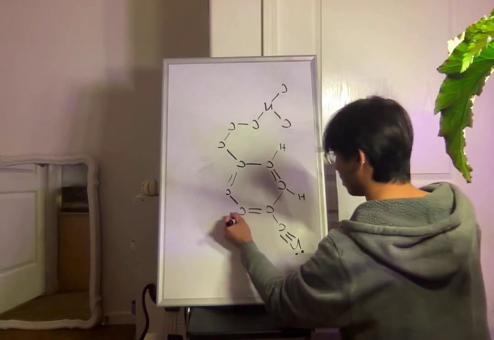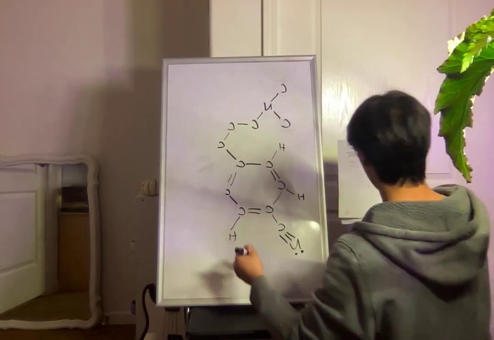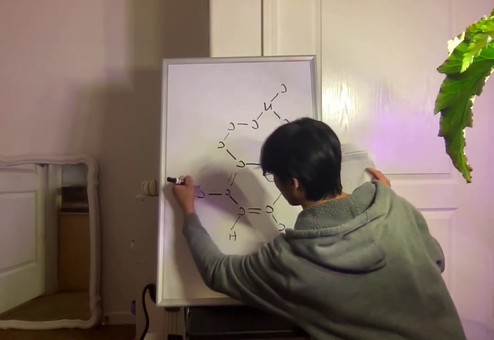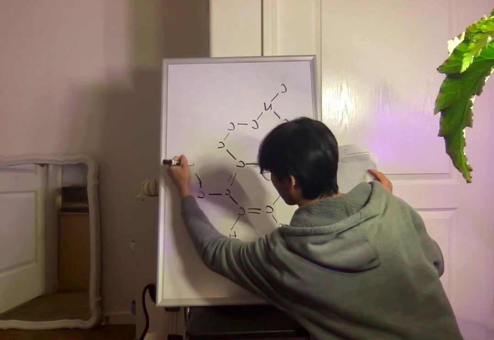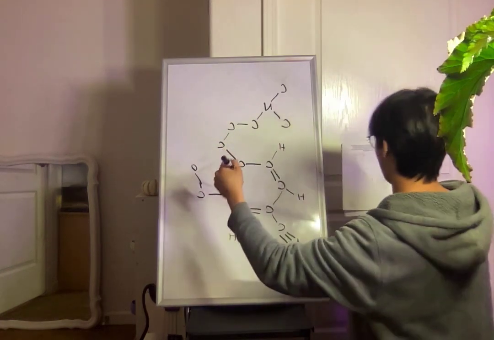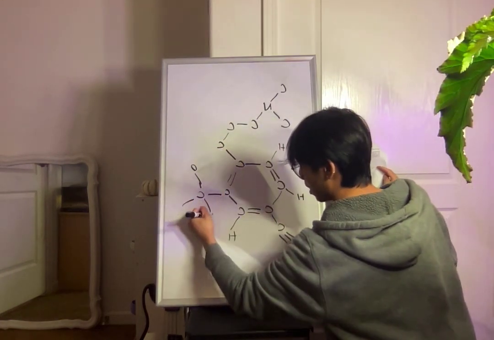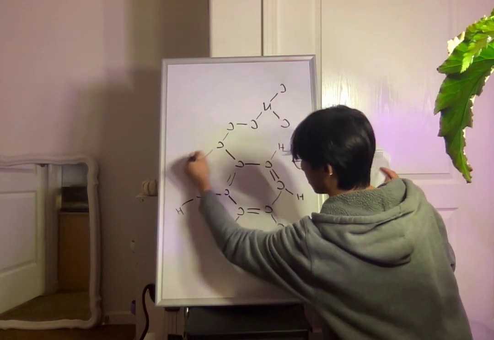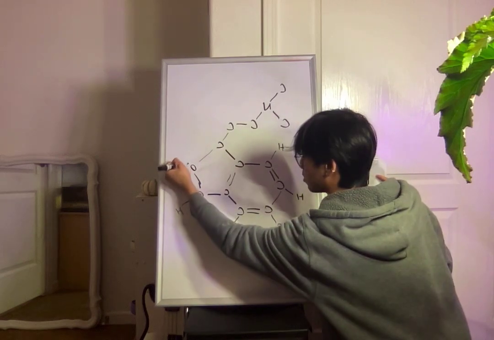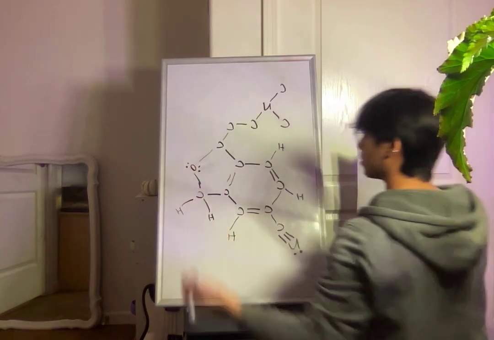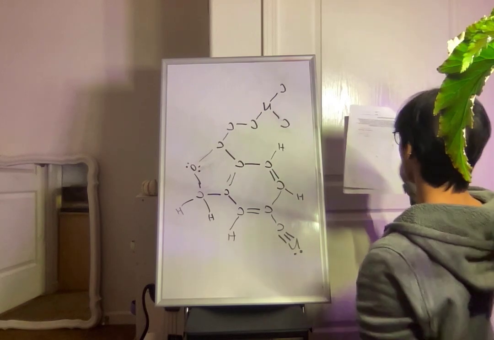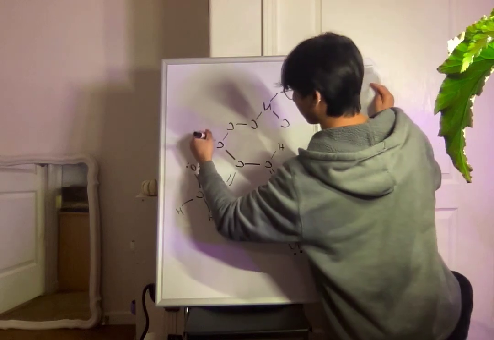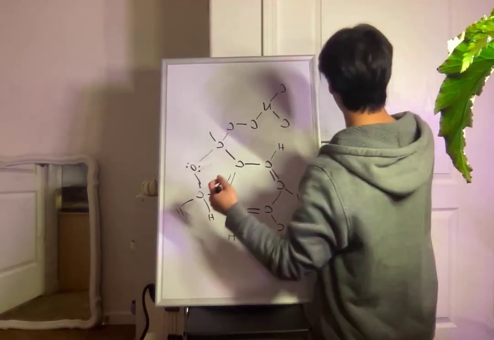And then this one connects to another carbon, which connects to an oxygen. This has 2 hydrogens. And then this connects to this carbon. And then there's 2 lone pairs on this oxygen. You don't want to forget about lone pairs. And then this carbon here, surprise, surprise, there's another ring.